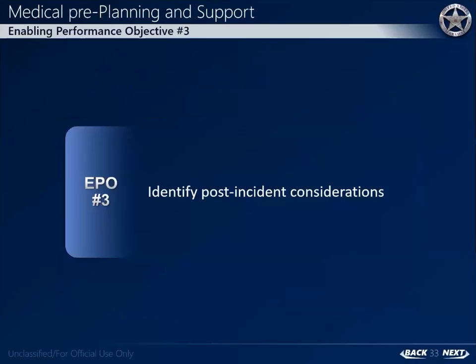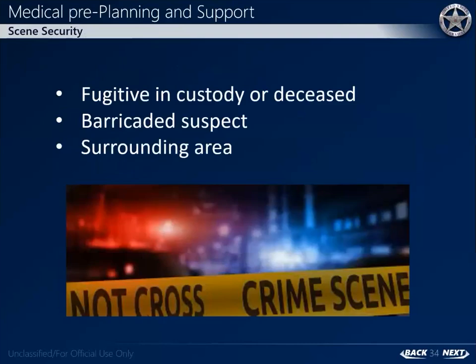EPO number 3, identify post-incident considerations. Considerations for scene security should include officers creating a perimeter facing away from the target location if the fugitive is in custody, or establishing a perimeter and preserving a crime scene if the fugitive or officer is injured.